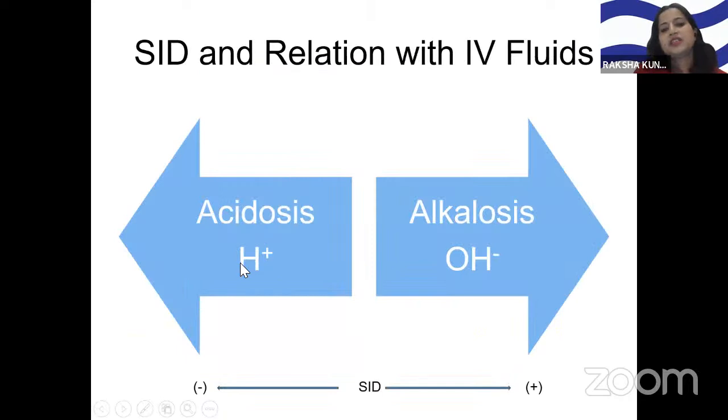If we see the slide, the graph goes towards the negative. If the SID goes towards the negative, that is, the SID is less than 40 and goes towards the negative, then there will be a resultant acidosis. And if it goes towards the right side, I mean the SID is increasing, then there will be alkalosis.